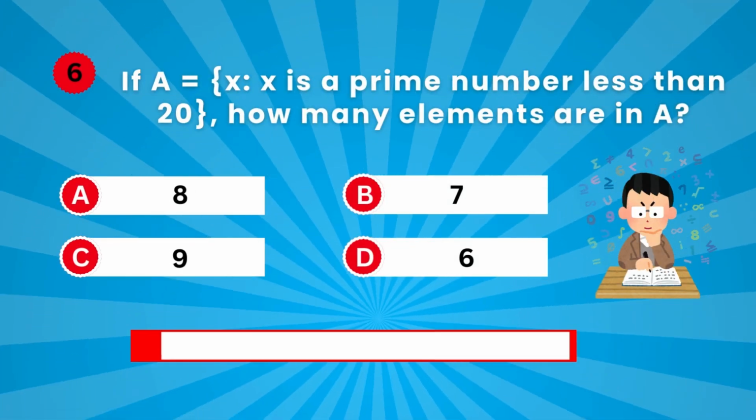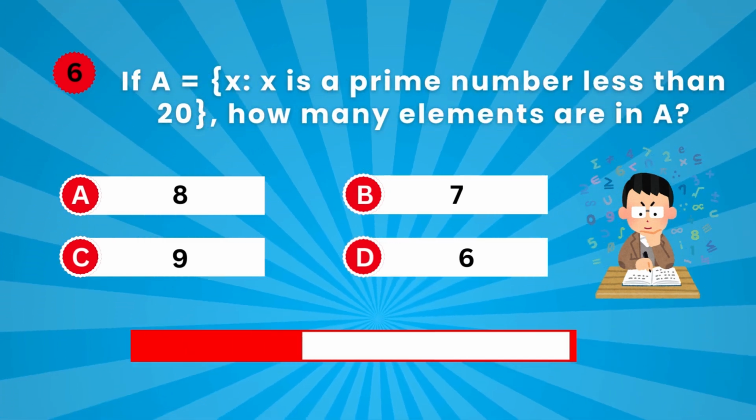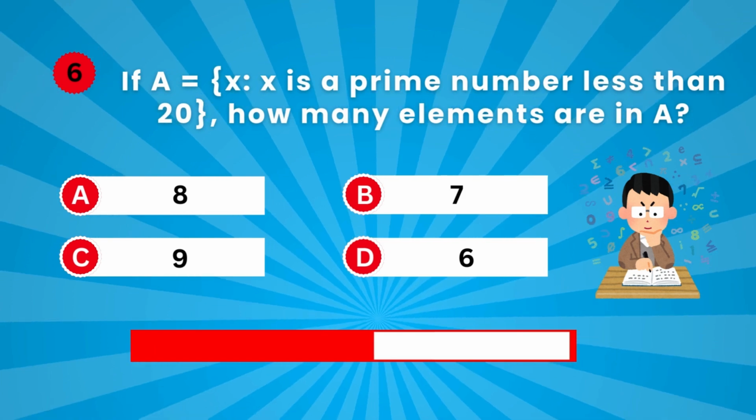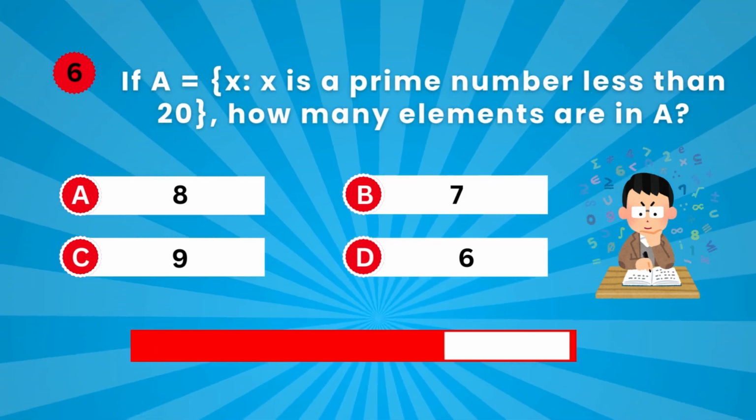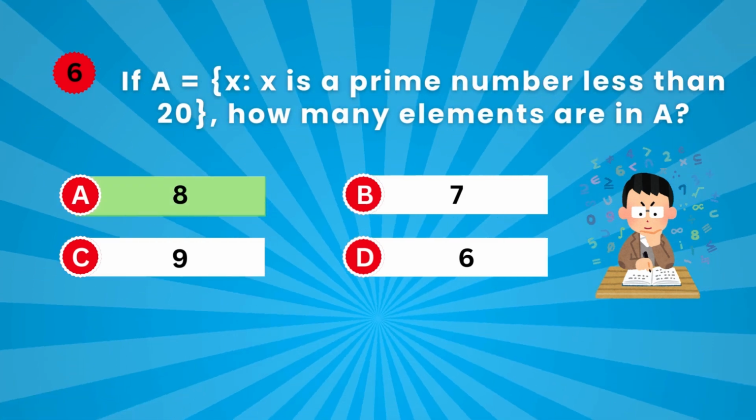If A equals {x : x is a prime number less than 20}, how many elements are in A? 8.